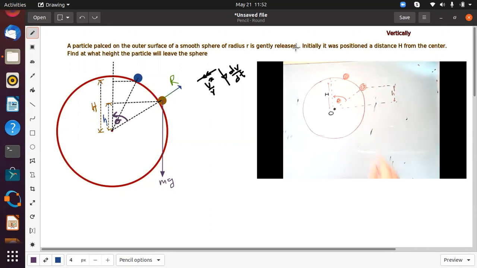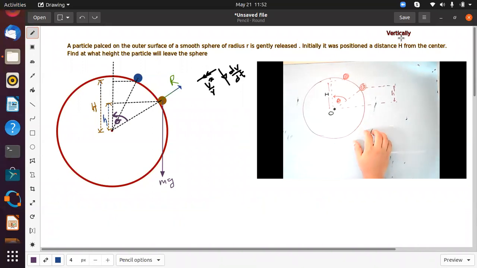So it will slip down the surface. Initially it was positioned at a distance h. I forgot to mention it is the vertical distance. That means from the center it is about h height, and this is the position. So the vertical height is capital H. And find at what height the particle will leave the sphere.